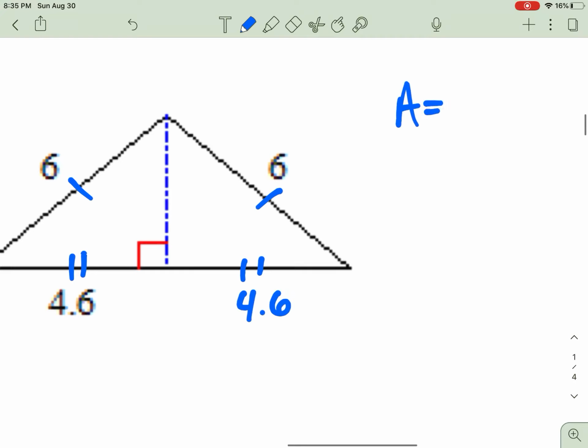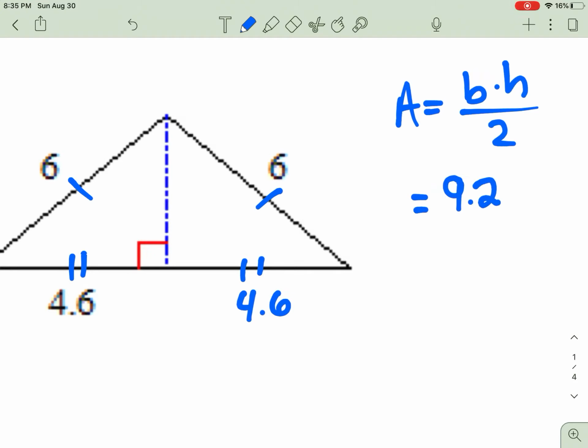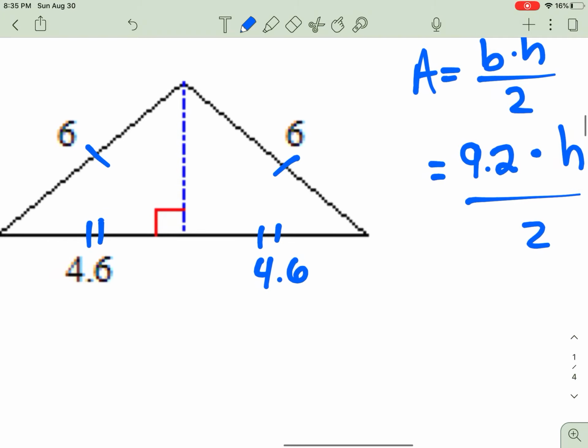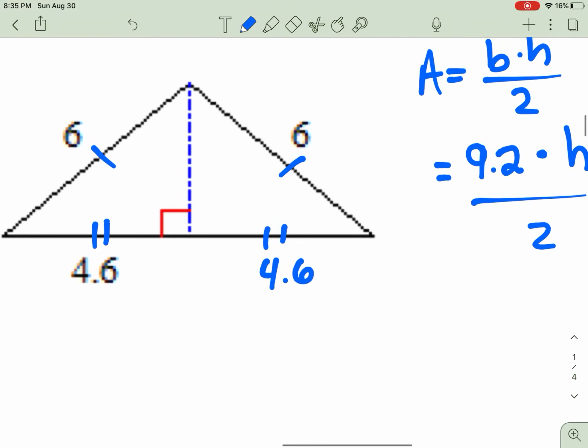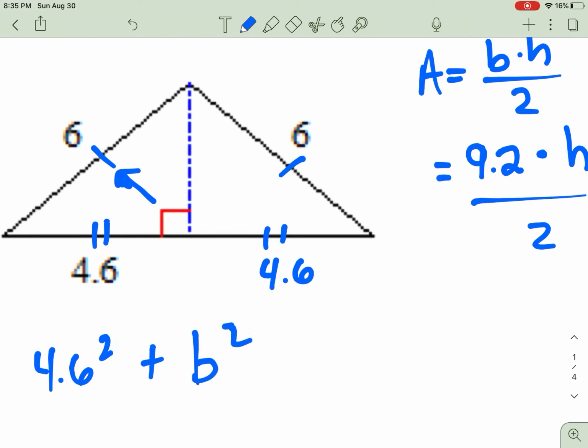So again, area of a triangle, base times height divided by 2. So we know that our base here is 4.6 and 4.6, which is 9.2 when you add them together. We need our height, and we're going to divide it by 2. Okay, so our height is going to be, since this is the hypotenuse, it's across from the right angle, 4.6 squared plus b squared, or I guess we could use h for height here to be more appropriate, equals 6 squared.